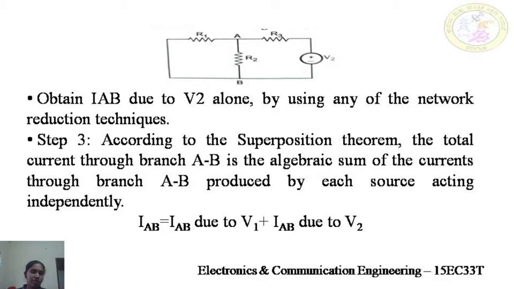And last step is the total current through branch AB is calculated by adding the two currents, that is IAB due to V1 plus IAB due to V2. The total current through AB, that is total current flowing through R2, is calculated by adding the two currents due to two sources algebraically. The current flows through resistor R2 in the same direction due to both the sources. Therefore, the total current is obtained by adding the two currents.